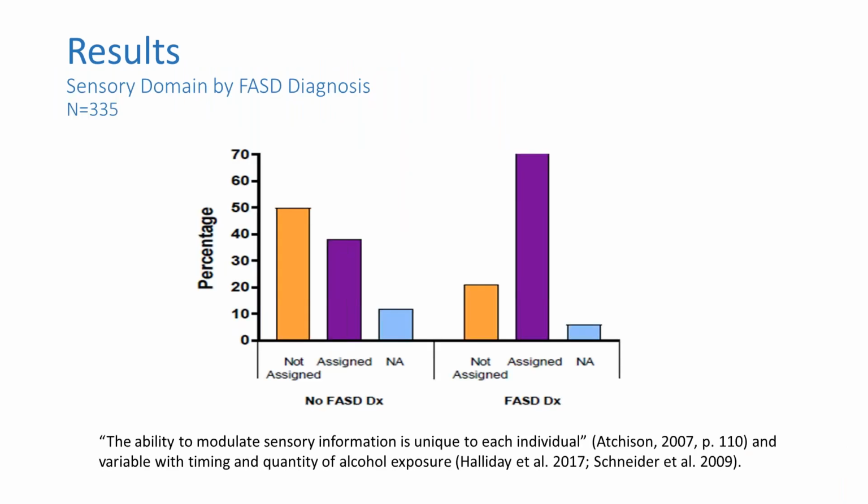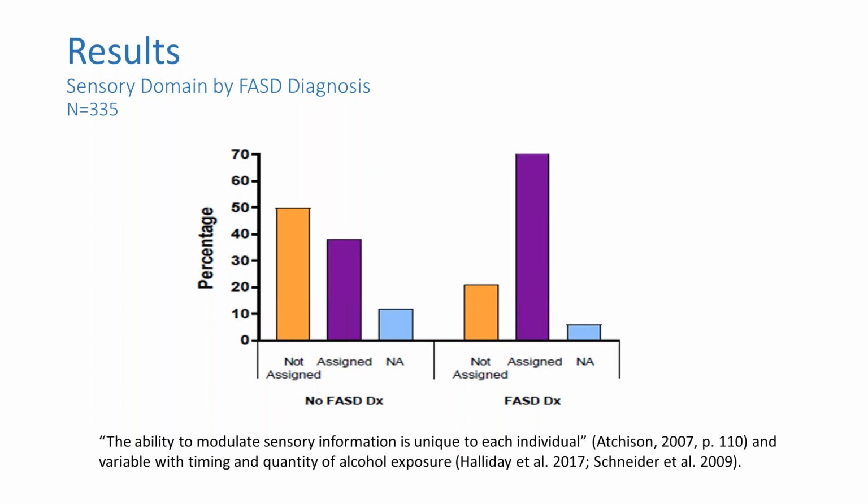This looks at the sensory domain that was assigned by FASD diagnosis. And so there's a few things that I like about this slide. There was some argument when sensory was taken out that all kids with FASD have sensory issues. And we in this room have a lot of sensory preferences and differences ourselves. So you can see that in the FASD group, almost 70% of them did have the sensory domain assigned, which is what we would predict. But there also is about 21% of the group that didn't get the sensory domain assigned.